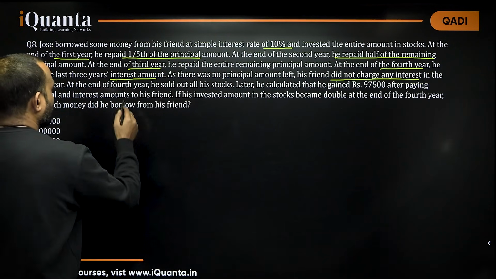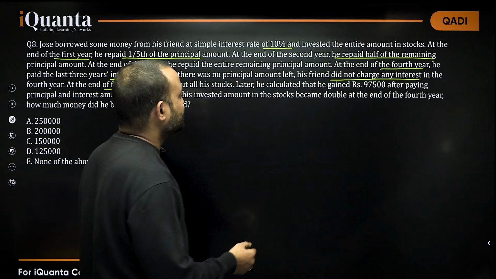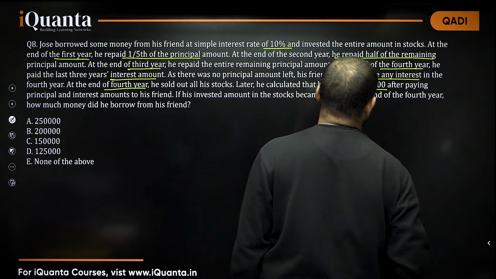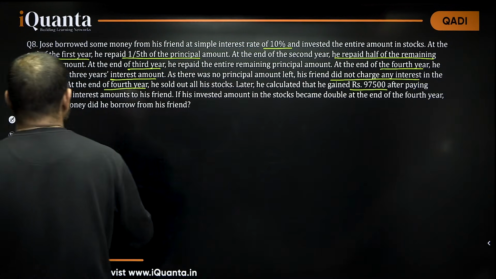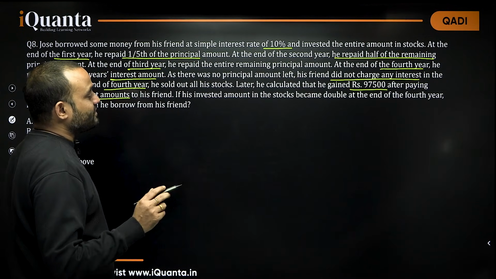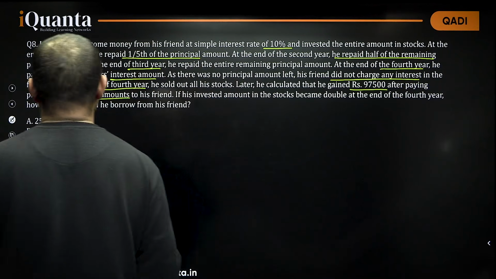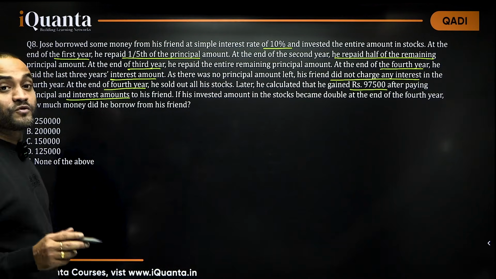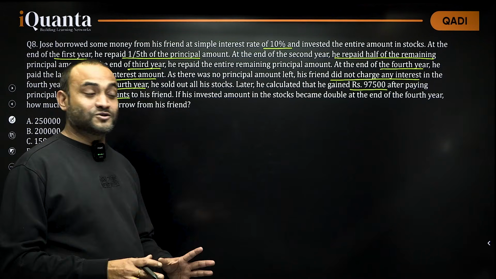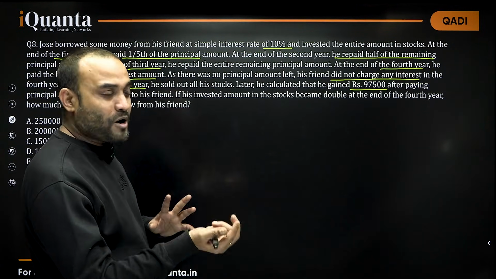At the end of the fourth year, he sold out all his stocks. Later, he calculated that he gained 97,500 after paying principal and interest amounts to his friend. If his invested amount in the stocks became double at the end of the fourth year, how much money did he borrow from his friend? Very interesting question, looks very lengthy, but it's important that you take proper values to solve it.